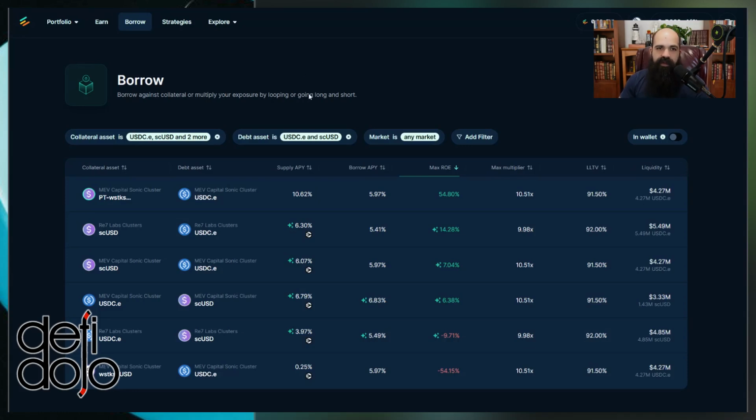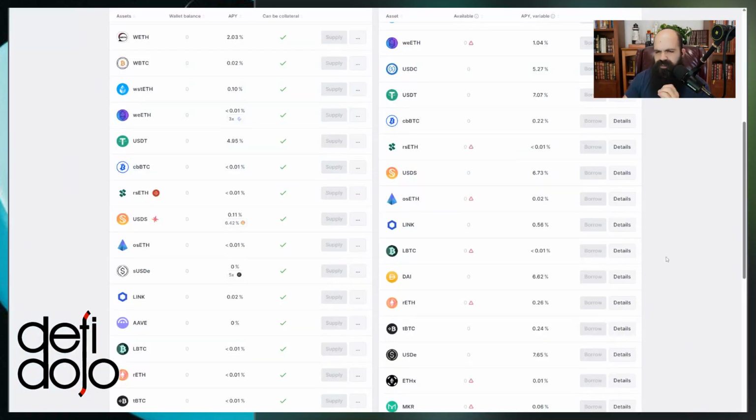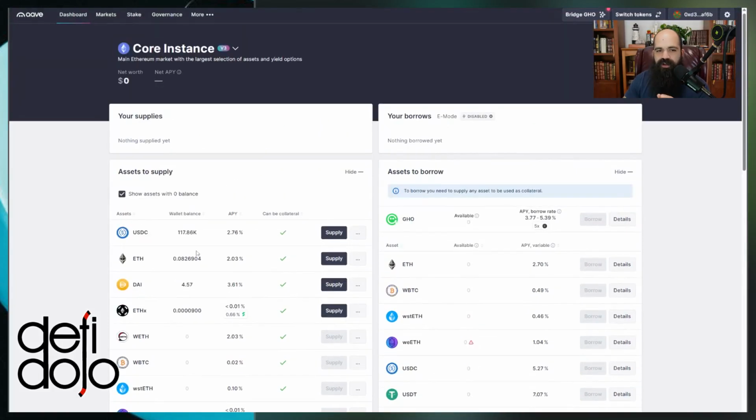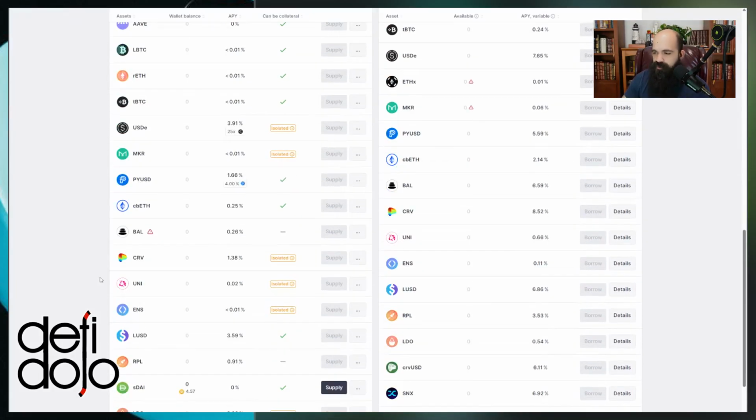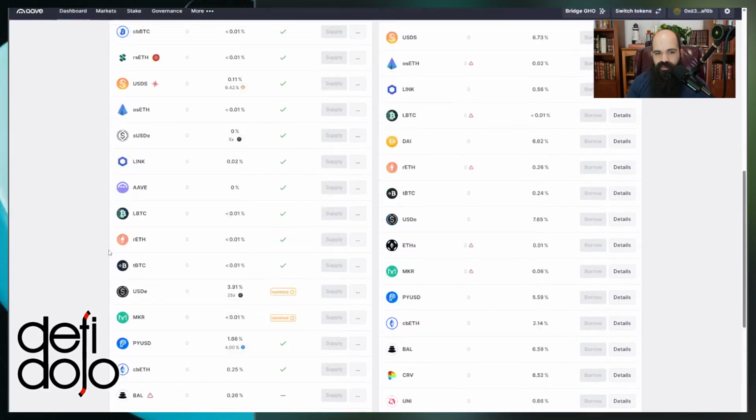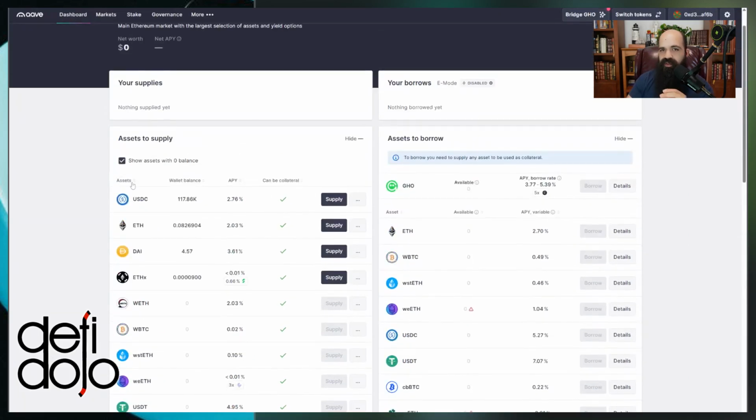So there you go. Now, let's just say you don't want to use Euler, you want to use something else. You want to use something like Aave, a super huge protocol with a crazy low risk profile, and you don't even know where to start. Well, first, look for interest-bearing assets. What are interest-bearing assets? They're things with prefixes.